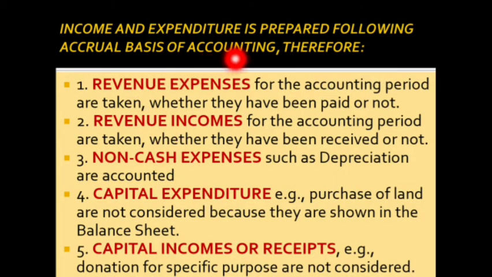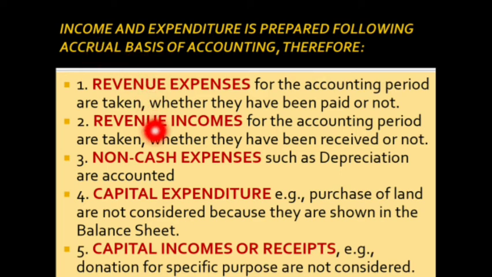Income and expenditure is prepared following accrual basis of accounting. Last class we saw that receipt and payment account follows cash basis of accounting. Only cash transactions are recorded in the receipt and payment account. But in case of income and expenditure account, we follow accrual basis of accounting. In our plus one class, we have discussed about the accrual basis. Accrual basis means both cash as well as credit transactions will be recorded.